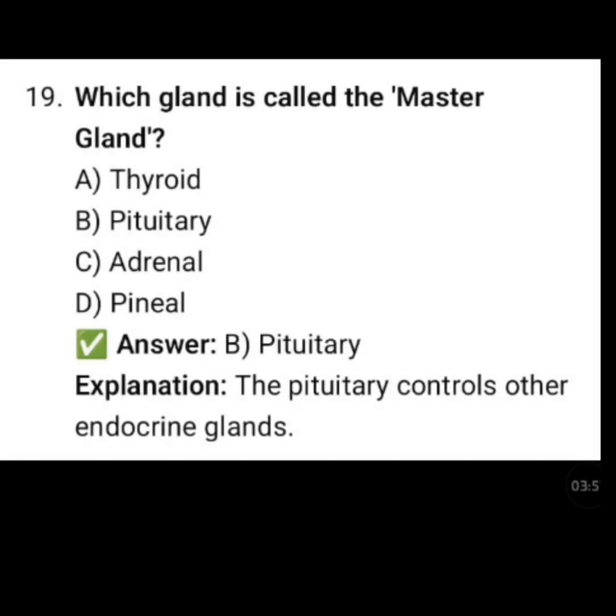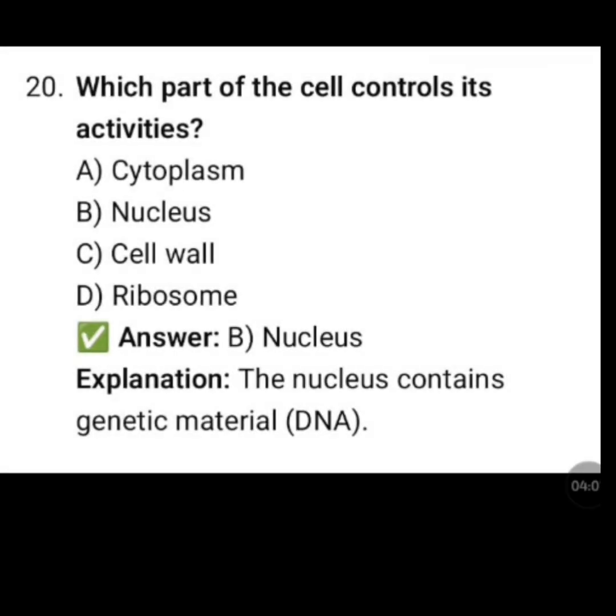Which gland is called the master gland? Thyroid gland, pituitary gland, adrenal gland, pineal gland. The correct answer is option B, pituitary gland. The pituitary controls other endocrine glands.